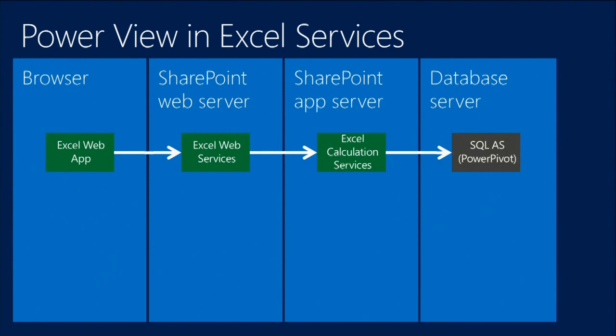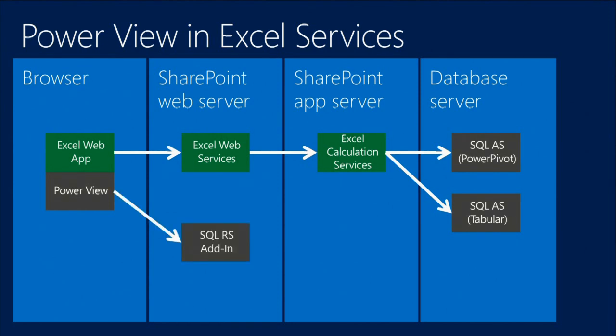If you're connecting to an external model, not the embedded data model, then Excel calculation services would just be making an MS OLAP connection to another SQL analysis services instance that you have specified in the connection string for the connection. Now, what happens when you switch to a Power View sheet? We load Power View, the Silverlight application, on the clients within Excel Web Access. And then everything actually kind of works the same.